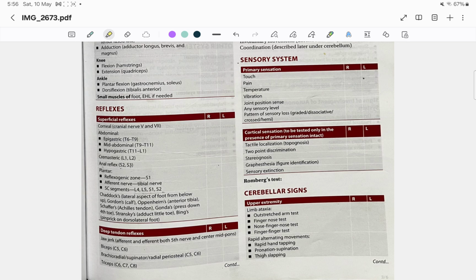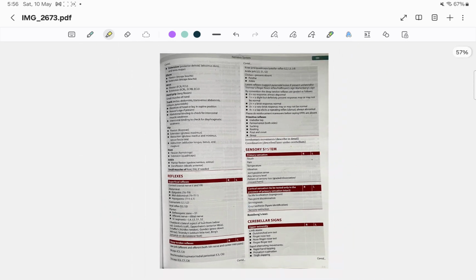Then you have cerebellum: outstretched hand, finger to finger, finger to nose test. If you know these names, okay. In a stroke patient, if the patient has stroke on the right side or left side, that side of the hand he or she can't do the cerebellar test. You have to mention in the case sheet that I am not able to assess because weakness is present on this side. The cerebellar signs on the other side are normal. For example, right side is stroke, left side is normal. This is how you have to mention it in the case sheet.